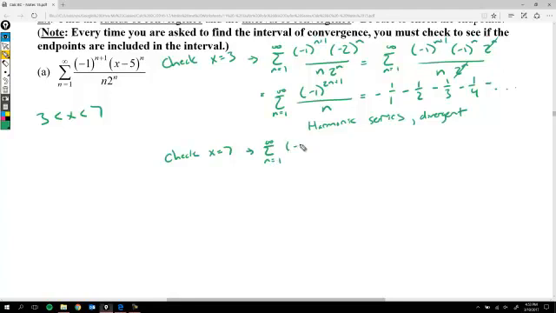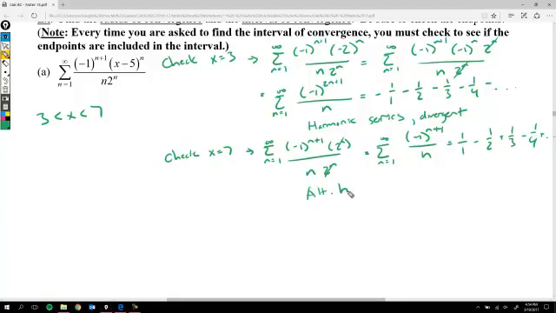Same thing, and you might be able to guess what's going to happen. When I plug 7 in for x, I end up with 2 to the n. So right off the bat, these are going to cancel, and I end up with something that hopefully looks familiar. If I write out some terms of this, I see that my signs are alternating. This is the alternating harmonic series, which is convergent. I know that.